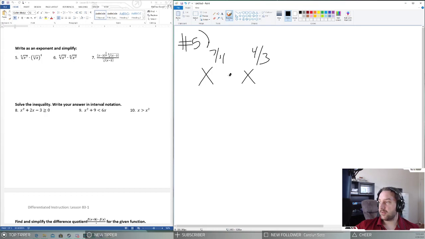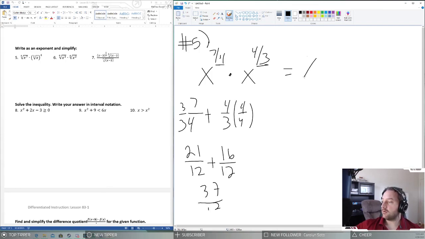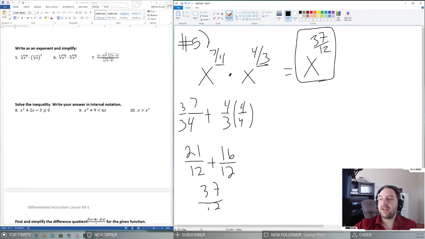Now, because we're multiplying, you add these exponents together, so I'll do that off to the side. Find the common denominator. This needs a 4/4. This needs a 3/3. So you're going to get 21/12 plus 16/12. So that's 37/12. So this is going to equal x to the 37 over 12. And we can leave it as an exponent.